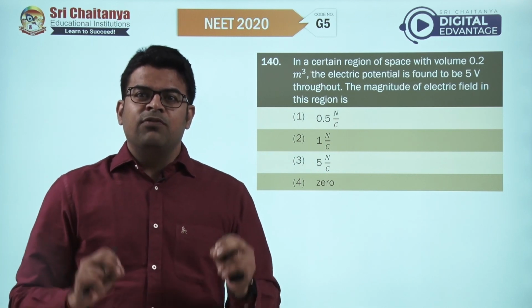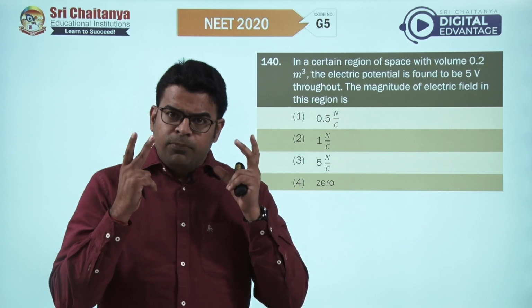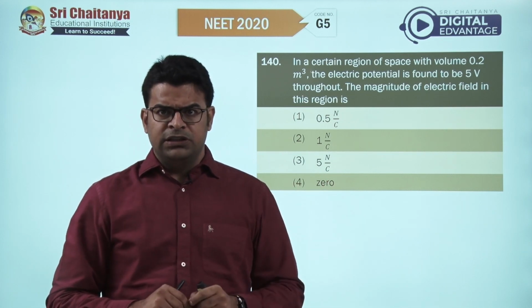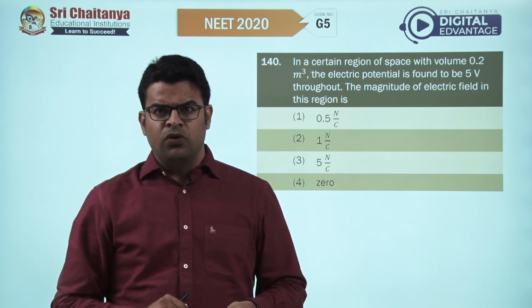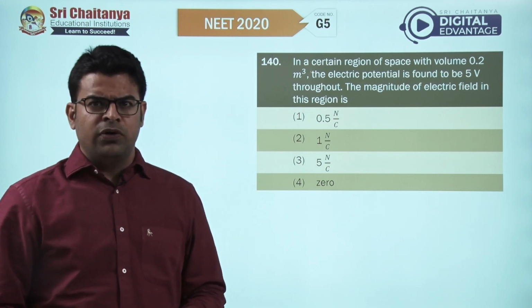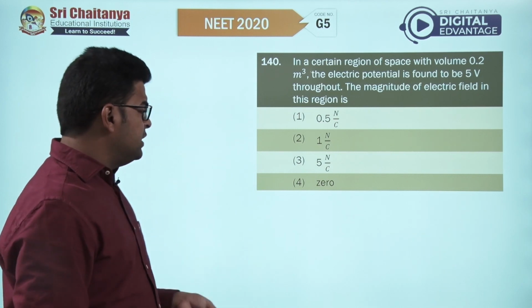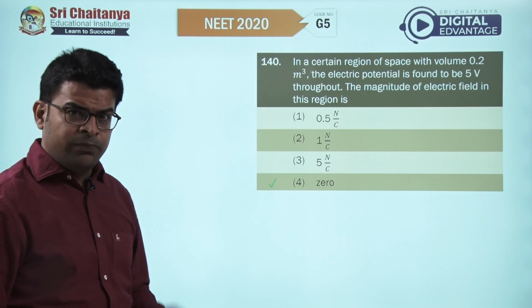Here in this question, the volume is given for time pass. If the potential in a region of space is constant, the electric field in that region comes out to be 0. So, you do not need to raise a pen to answer this question. The answer is simply 0, which is option number 4.